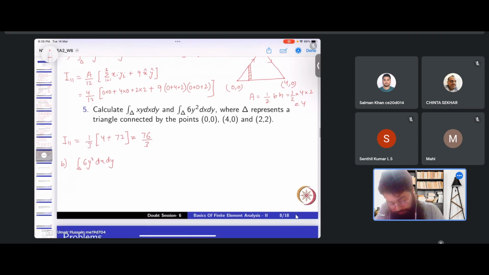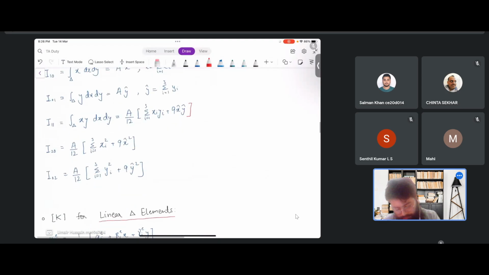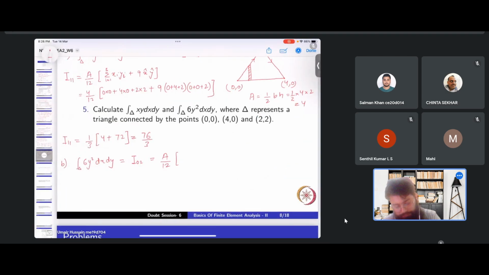So we are given this integral, it's nothing but I02. Does anyone remember the formula for I02? I remember this part, A by 12. Would anyone like to fill in here? Okay, let's see the formula. Okay, summation of y square and 9 y cap square.